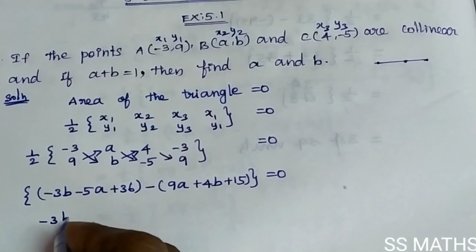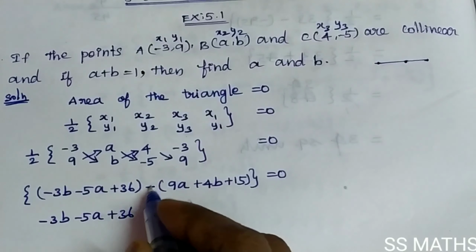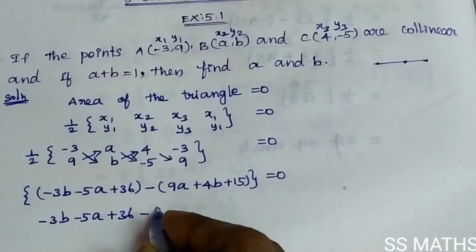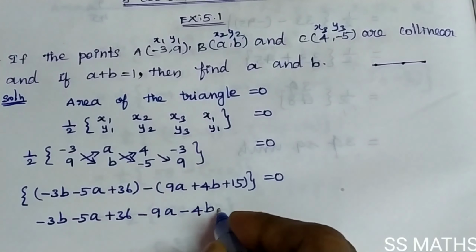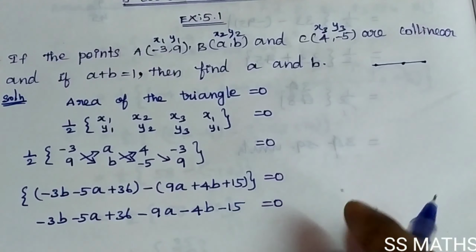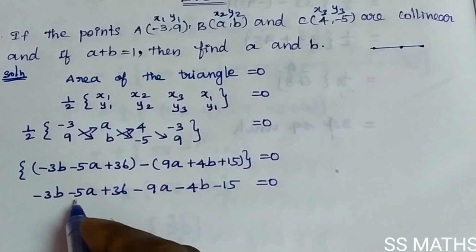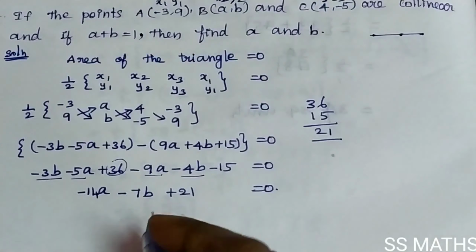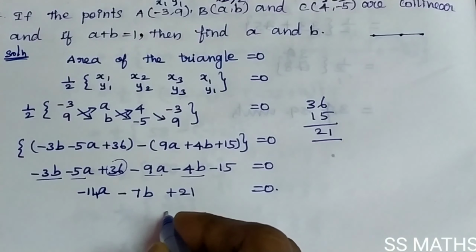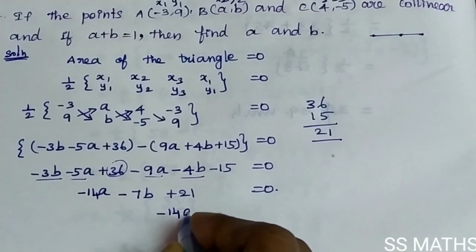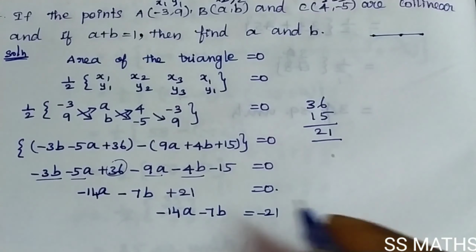Next, simplify. Minus 3b minus 5a plus 36. We can multiply this minus inside: so minus 9a, next minus 4b minus 15, equal to 0. Now we can add the like terms. Here 5a is there, here 9a is there. Next, take this constant to the other side. So minus 14a minus 7b equal to minus 21.